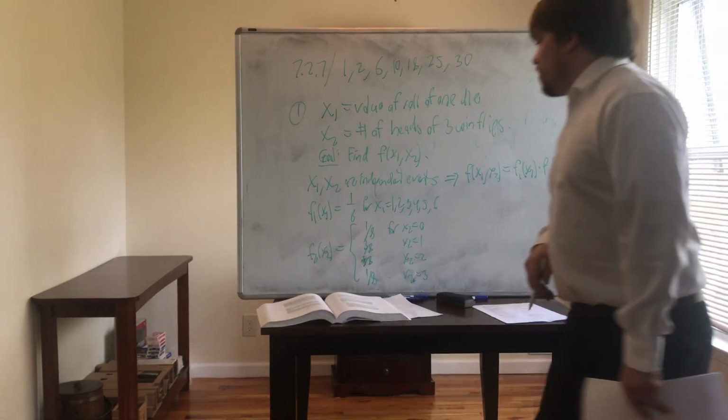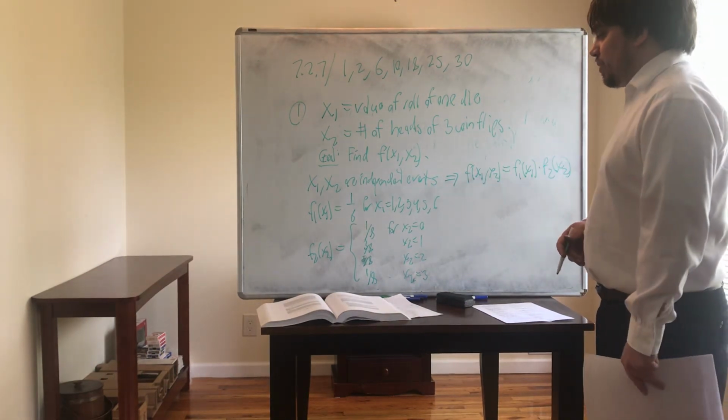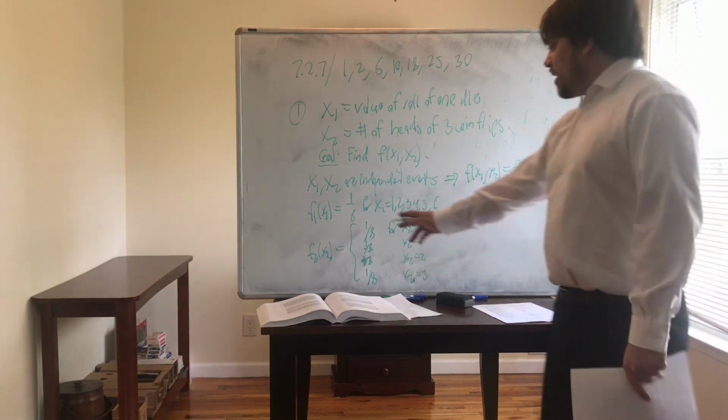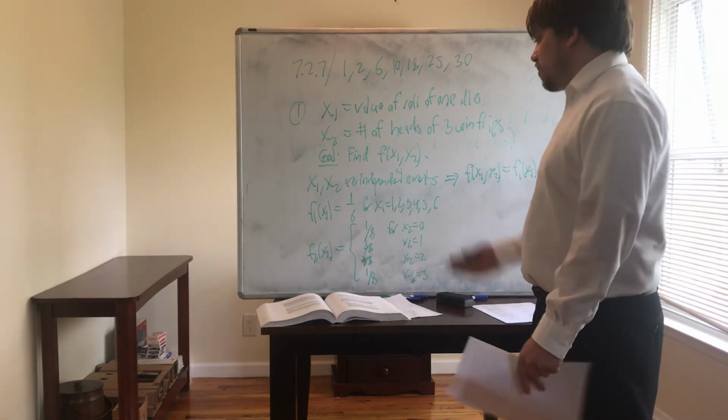Okay, so that's f sub 2 of x2. This is a piecewise function: 1/8 for x2 equals 0, 3/8 for x2 equals 1, 3/8 for x2 equals 2, and 1/8 for x2 equals 3.